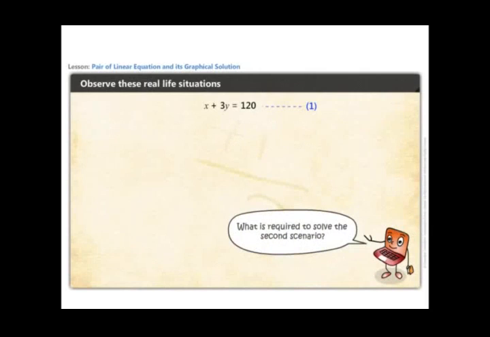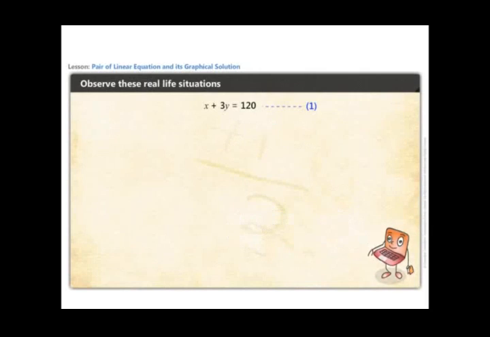What is required to solve the second scenario? We need another relationship between the two variables x and y. If we get another fact that the price of the doll is equal to the price Alice paid for 3 hats, this can be represented as x is equal to 3y. Consider this as equation 2.